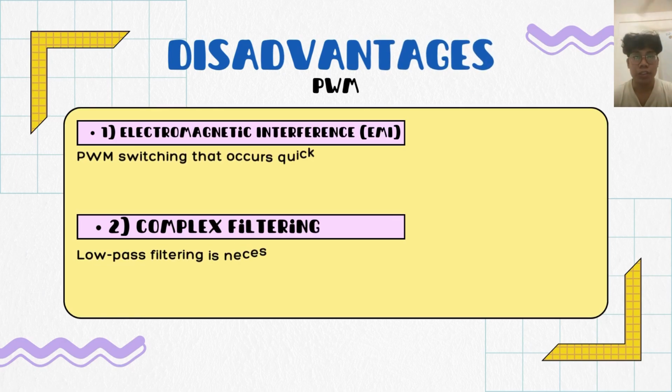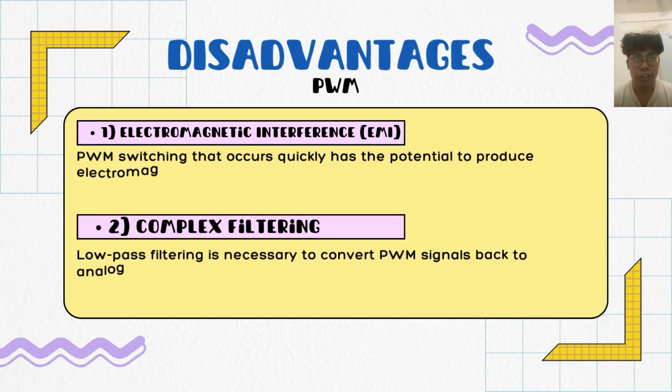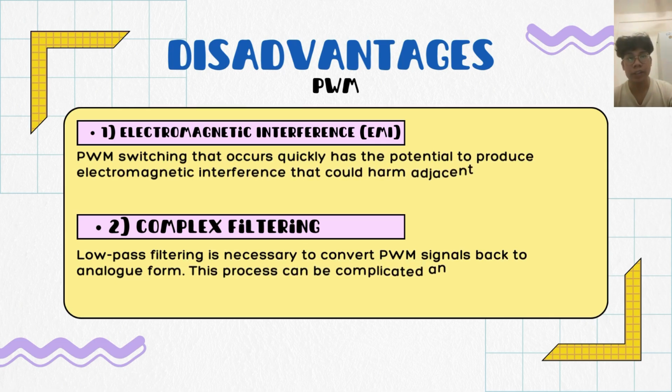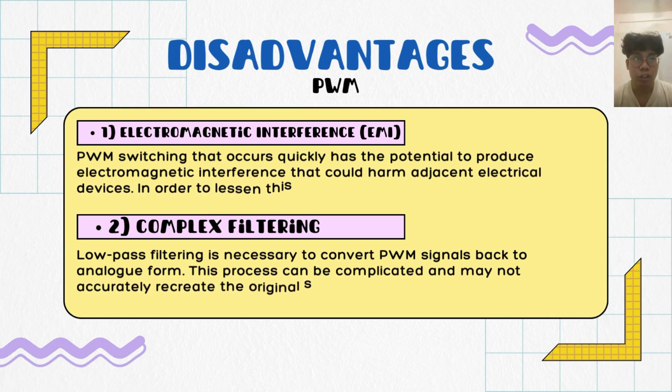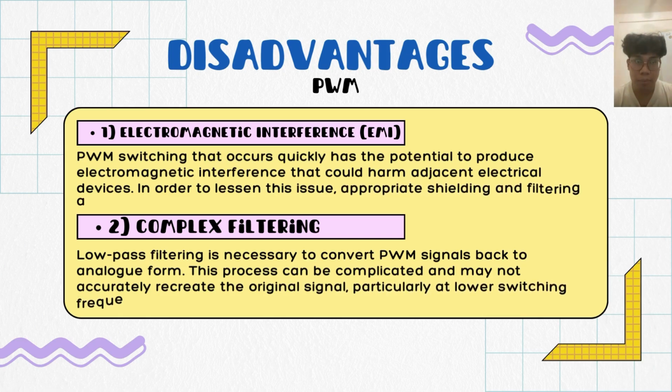PWM also comes with disadvantages. The first one is electromagnetic interference, or EMI. The switching that occurs quickly in PWM can potentially produce electromagnetic interference, which could harm adjacent electrical devices. PWM also has complex filtering. Low-pass filtering is necessary to convert PWM signals back to analog form. This process can be complicated and may not accurately recreate the original signal, especially at lower switching frequencies.